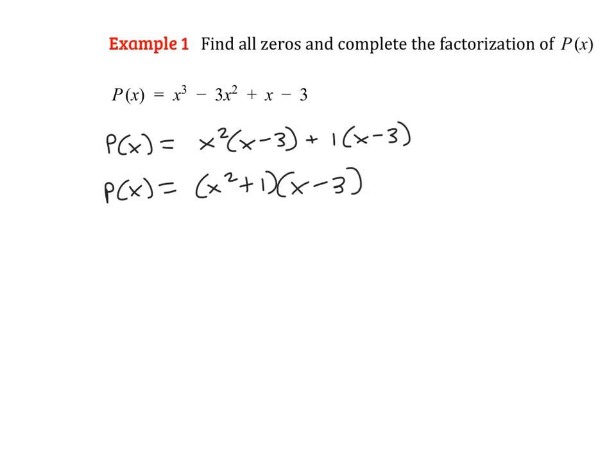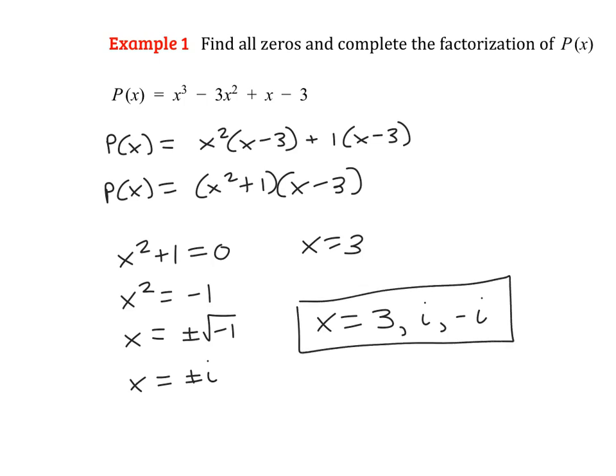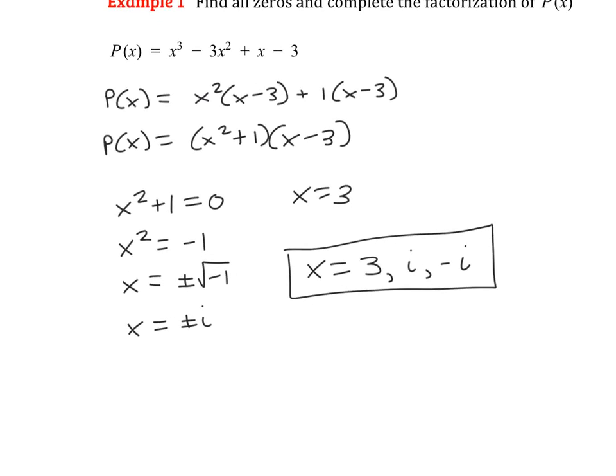With this, I can find the rest of the zeros. I can do the zero product property from here. I can set this factor equal to 0 and solve. So I see here that I have x equals plus or minus the square root of -1, which hopefully we remember is i. And then here I have x equals 3. So my three answers are 3, positive i, and negative i. Two of them are imaginary and one of them is real.